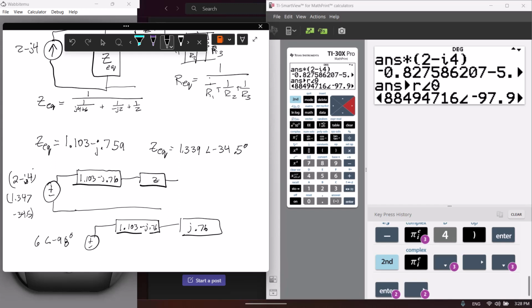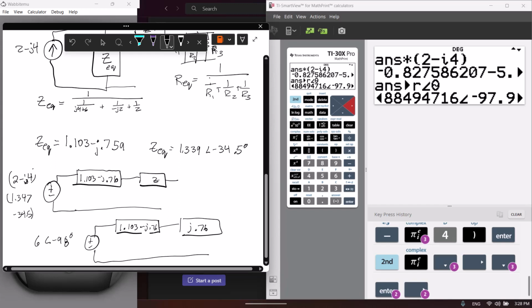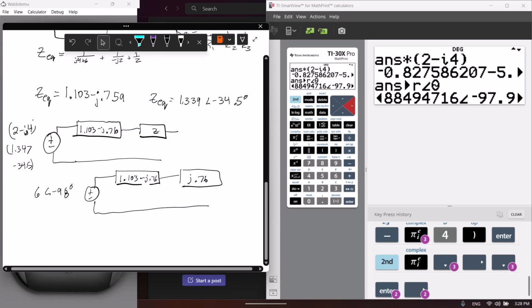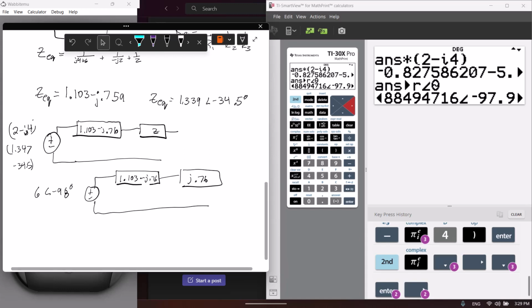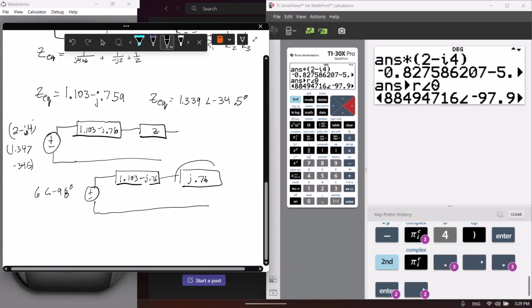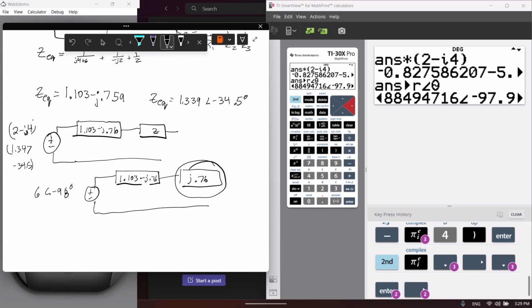So I need a positive J.76, and then if I were to add those two together, that would give me a purely real impedance. So that's what I need to add. Now, is that going to be an inductor or a capacitor, what I'm adding in right here? It's positive, right?